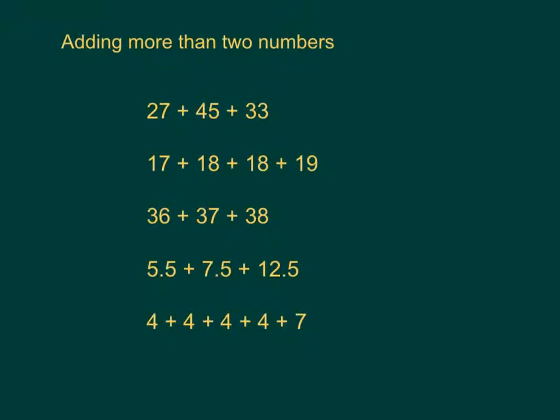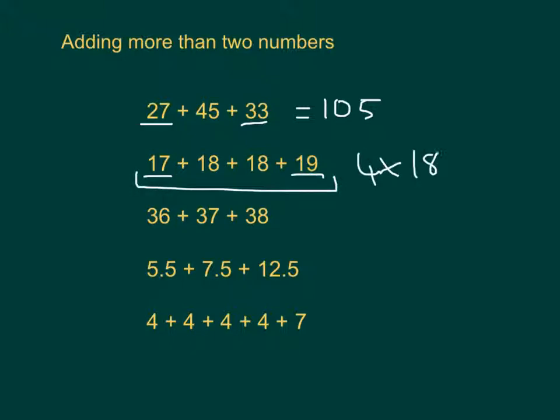Now, these are the efficient mental strategies that I used. You might have thought of slightly different ways. Here, I would think of doing the 27 add the 33 first, rather than doing them in the order that they're written. Those two are 60. Then I add 60 to 45, and that will give me 105. For the second example, I know that 17 is 1 less than 18, and 19 is 1 more. So essentially what I'm doing is 4 lots of 18. Now personally here, I would double 18 to give me 36, and double that to give me 72.